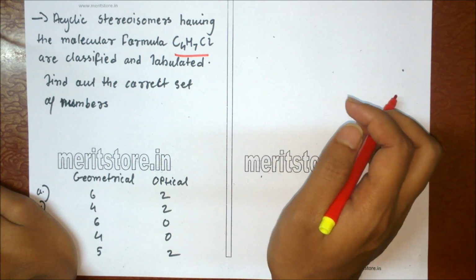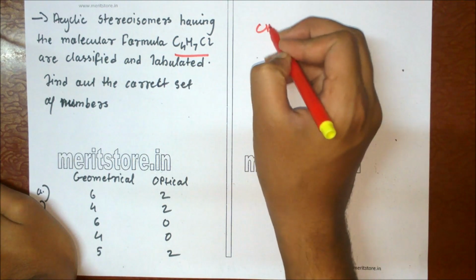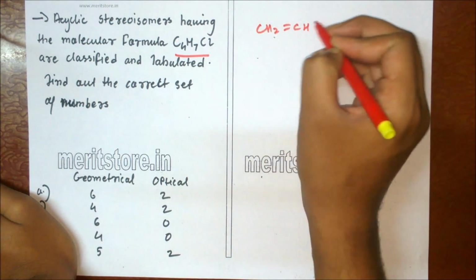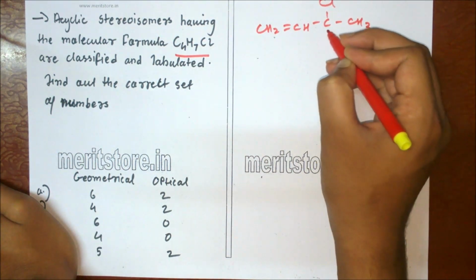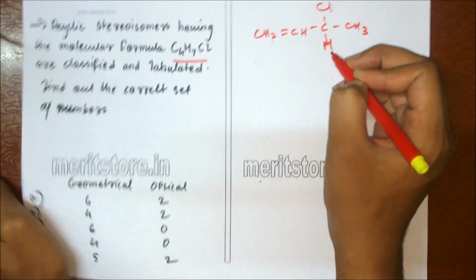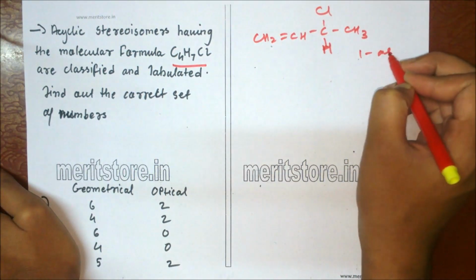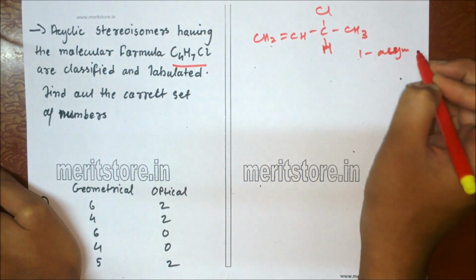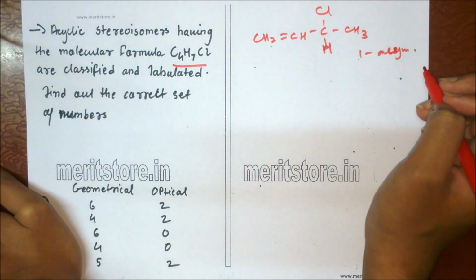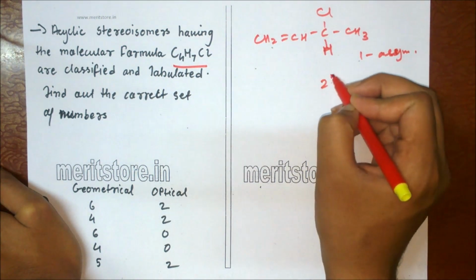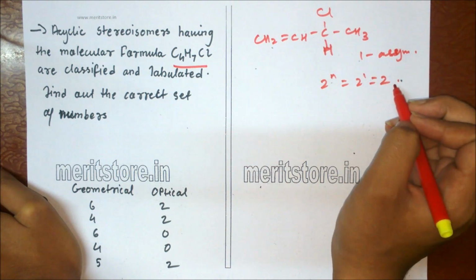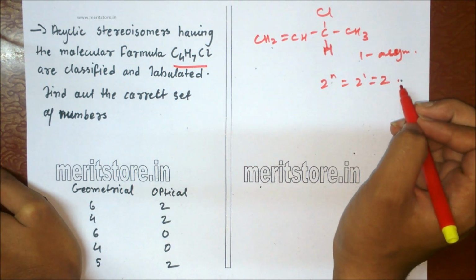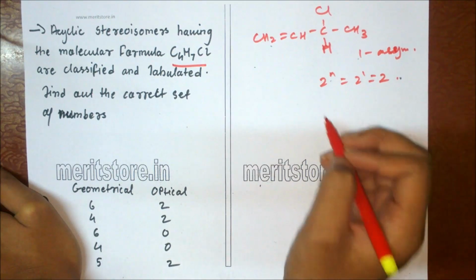So one asymmetric carbon is present in CH2=CH-CHCl-CH3. So it has one asymmetrical carbon atom. Therefore, the number of optical isomers is 2 raised to n, 2 raised to 1, which is equal to 2. Two geometrical isomers of each compound are possible from the following structures.